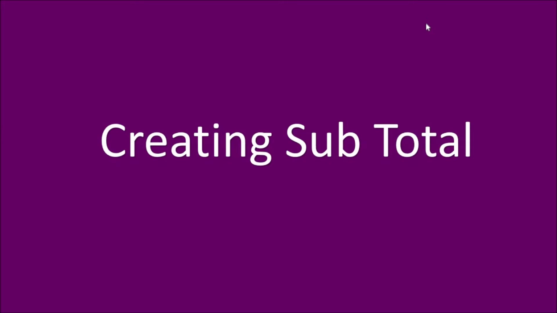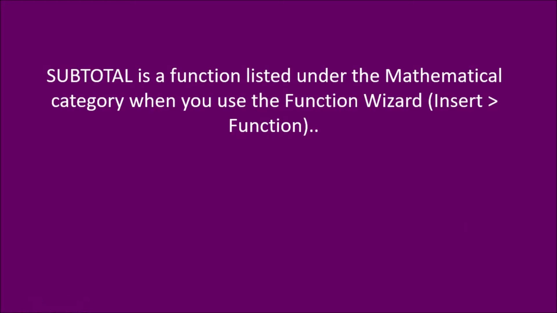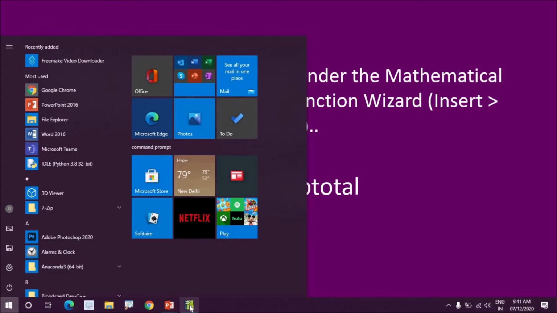The next option is creating subtotal. Subtotal means to perform mathematical operations on a group of rows, and the rows will be grouped on identical values in a column. For performing this task, we have to click on the subtotal option of the data menu, and let's see its execution in OpenOffice.